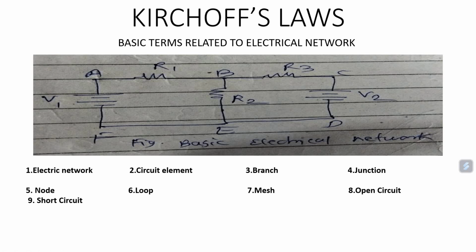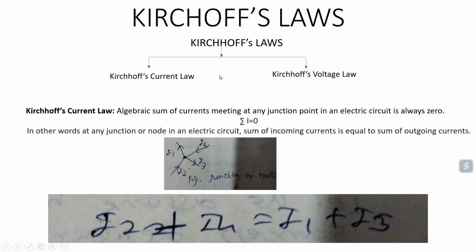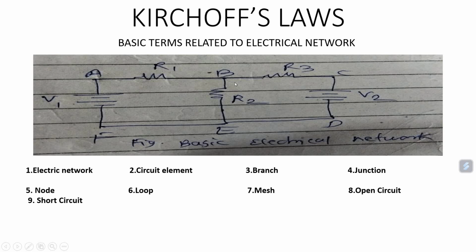Okay. Now the next point is junction. What is the junction? It is a common point in a network at which two or more branches meet. For example, at point A or junction A, branch AF and AB meet. That's why it is a junction point. Similarly, at point B, branches AB, BE and BC meet. That's why it is a junction point.